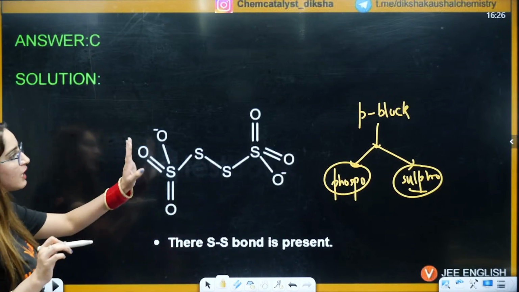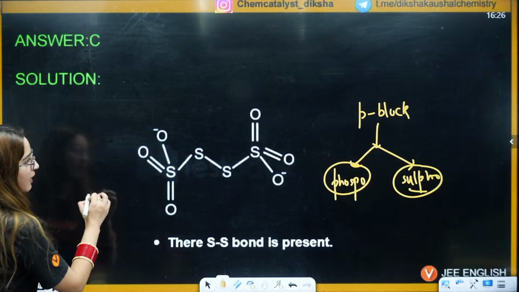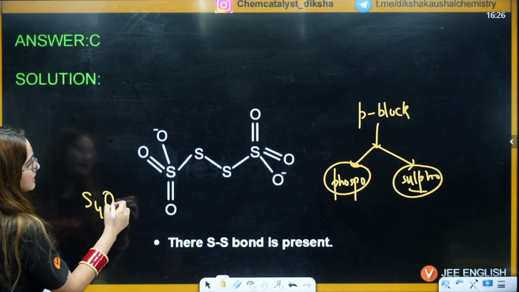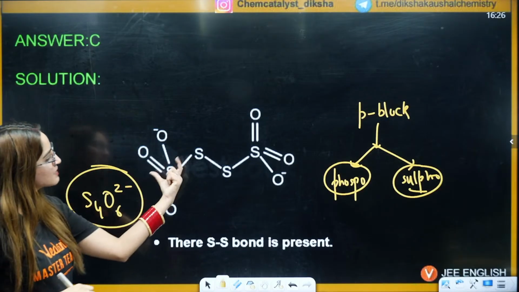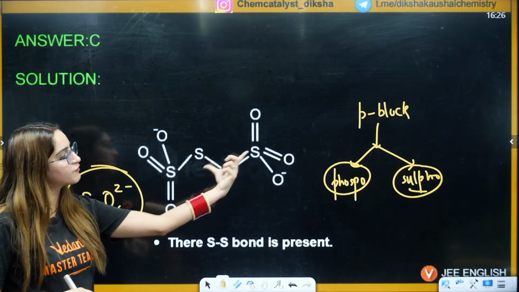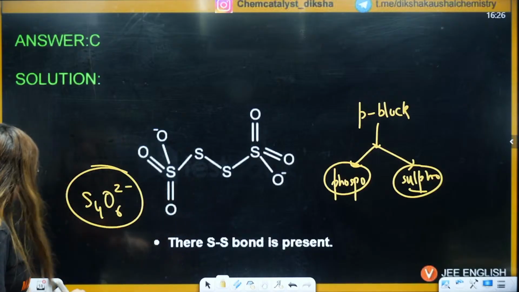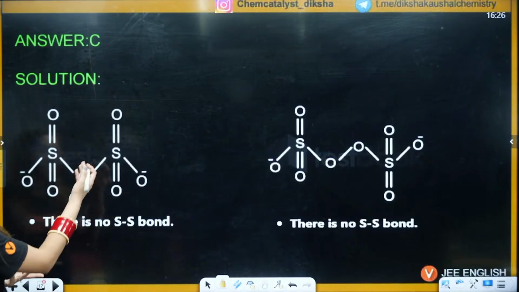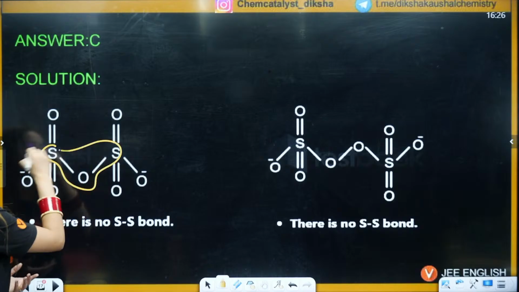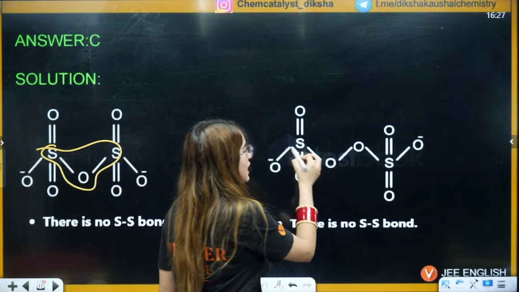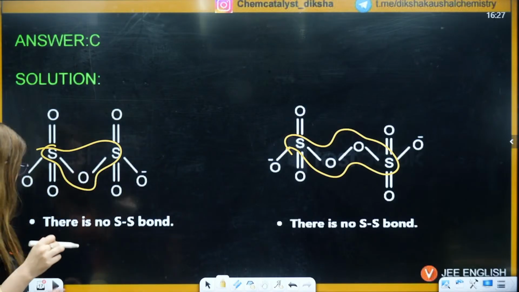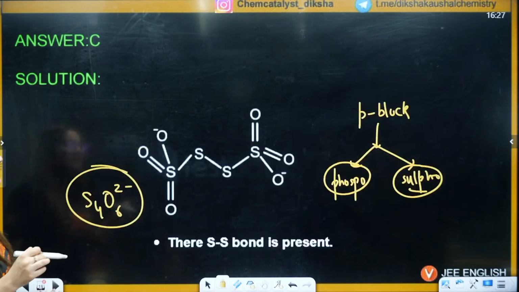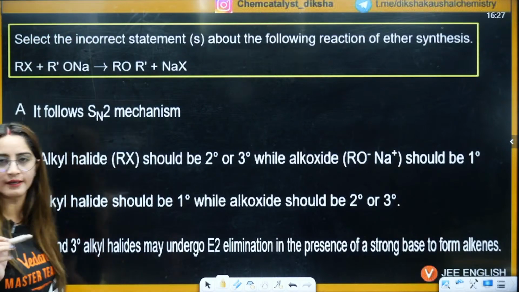If you talk about the second part, that is S4O6 2 negative, directly you can see that sulfur has an S-S bond. Otherwise this does not have an S-S bond. There is an S-O-S linkage, a peroxide linkage of oxygen here, so definitely no S-S bond is present here. So the answer will be C, the correct answer here.